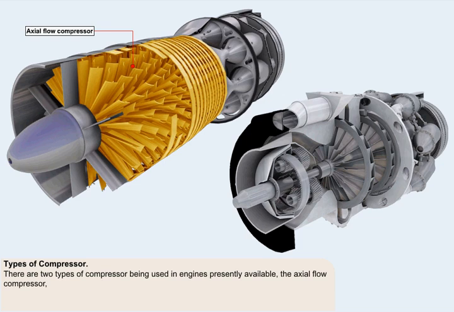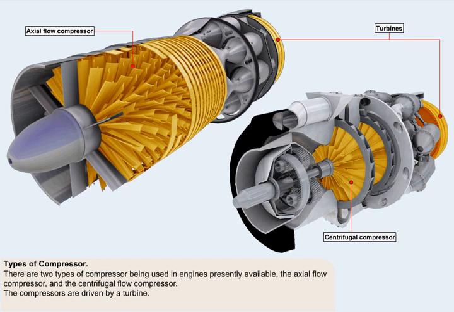One allows axial airflow through the engine, while the other creates centrifugal flow through the engine. In each case, the compressors are driven by a turbine, which is coupled to the compressor by a shaft.